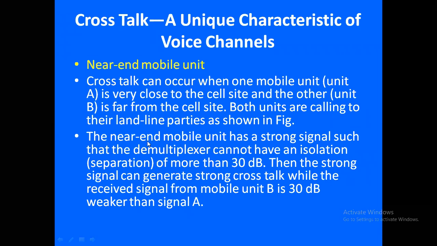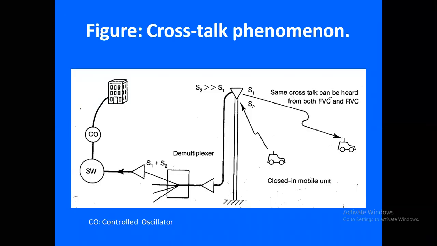So in general, there should be an isolation of more than 30 dB between the two demultiplexer channels. There should be an isolation of more than 30 dB. For example, this is the crosstalk phenomenon.